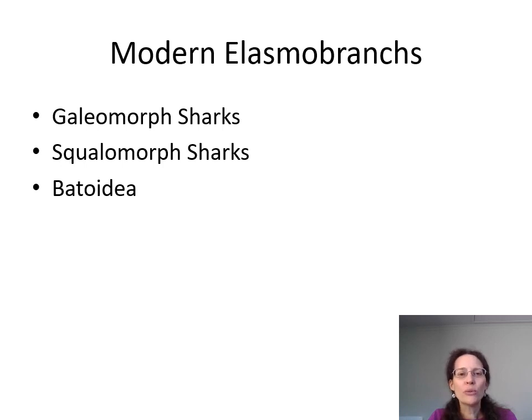This was our brief overview of our modern elasmobranchs. We try to highlight the major groups of the galeomorph sharks, the squalomorph sharks, as well as the Batoidea. Hopefully now you know some representatives of those groups, as well as the general characteristics for those.